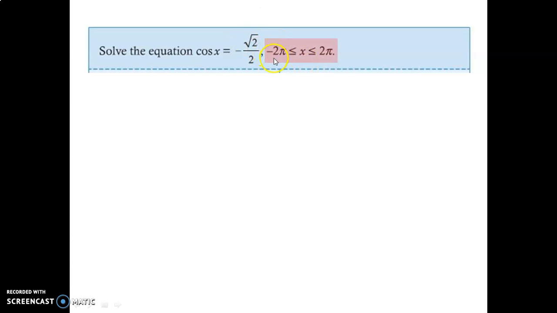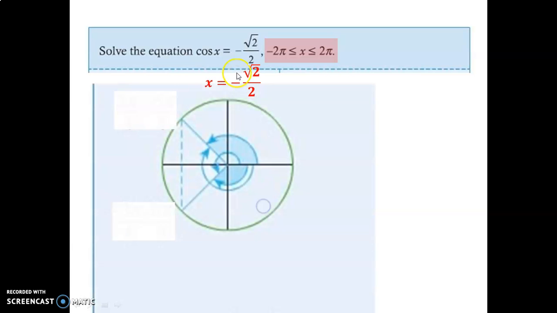Notice our domain is negative 2 pi to 2 pi, so it means you can spin positively once around the circle or negatively once around the circle. Okay, so we're looking for x values that produce negative √2 over 2. So here is negative √2 over 2 right here, x values. So we're looking for this point and this point. It's the only two places where x is those two values.